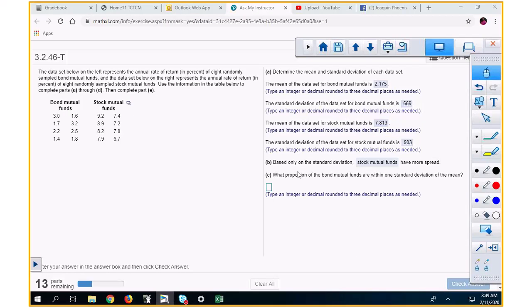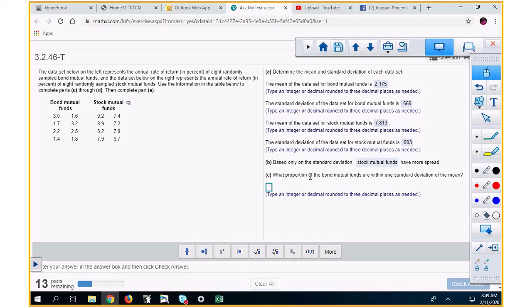So you see what they asked? They asked for the standard deviation, the mean, the standard deviation. Based on the standard deviations, which has more spread? What does standard deviation mean? Spread. So which one? The second group had more spread. I don't know what else it's going to ask. What proportion of the mutual bonds are within one standard deviation? We did that on the normal curve.